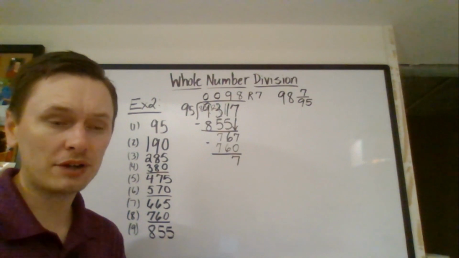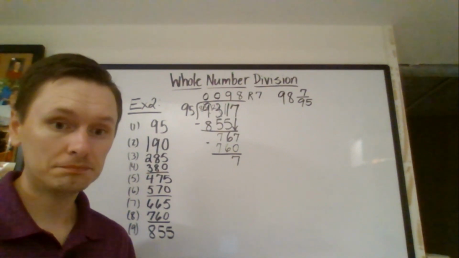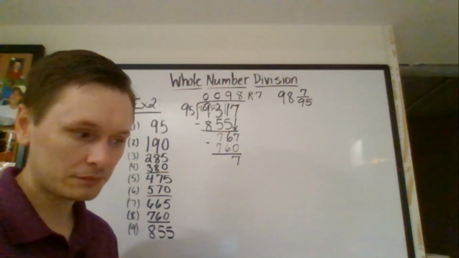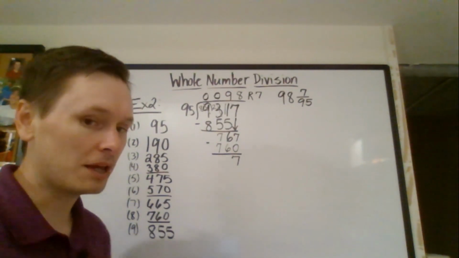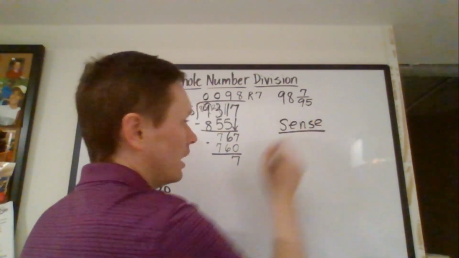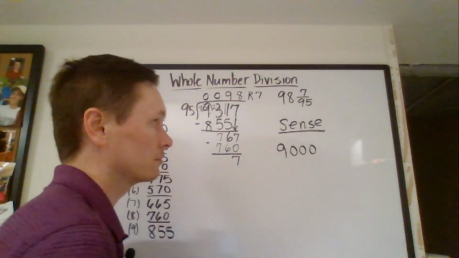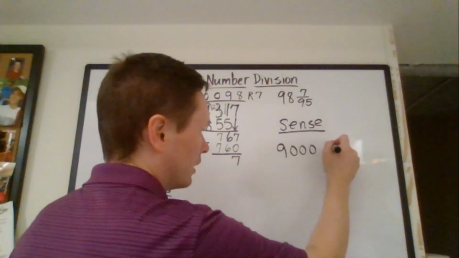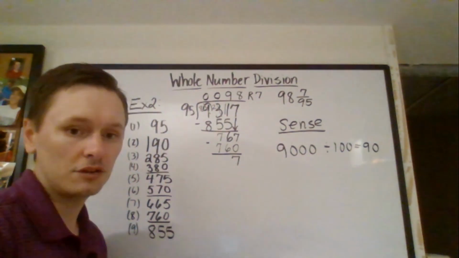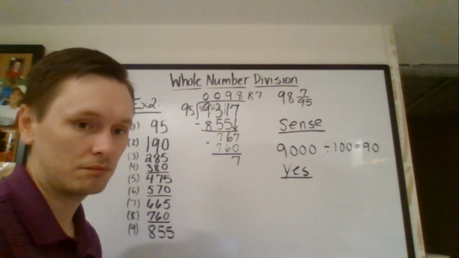Another way to check to see if your answer makes sense or is kind of in the realm of possibility is to say, let's estimate to see if my answer makes sense. So I'm going to estimate and say, well, 9,000 divided by 100 equals 90. So yes, my answer does make sense.